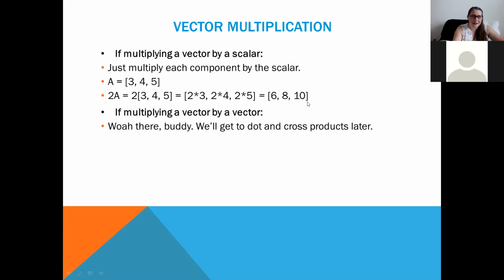We just distribute that scalar into each of the components and multiply. If we're multiplying a vector by a vector, though, whoa there. We'll get to that in a little bit once it's relevant. I prefer to do that in context. Those are called cross and dot products. There are 2 different methods to do that depending on the particular scenario. So we won't focus on that today, but we will get there once it's relevant in context. So that is sections 1.9 and 1.10 in the book, and we're not quite ready for that yet.